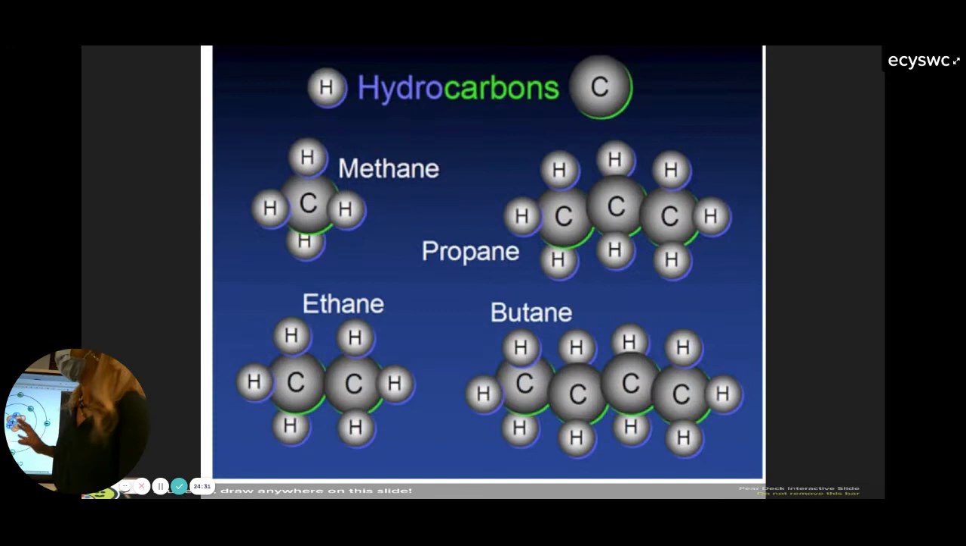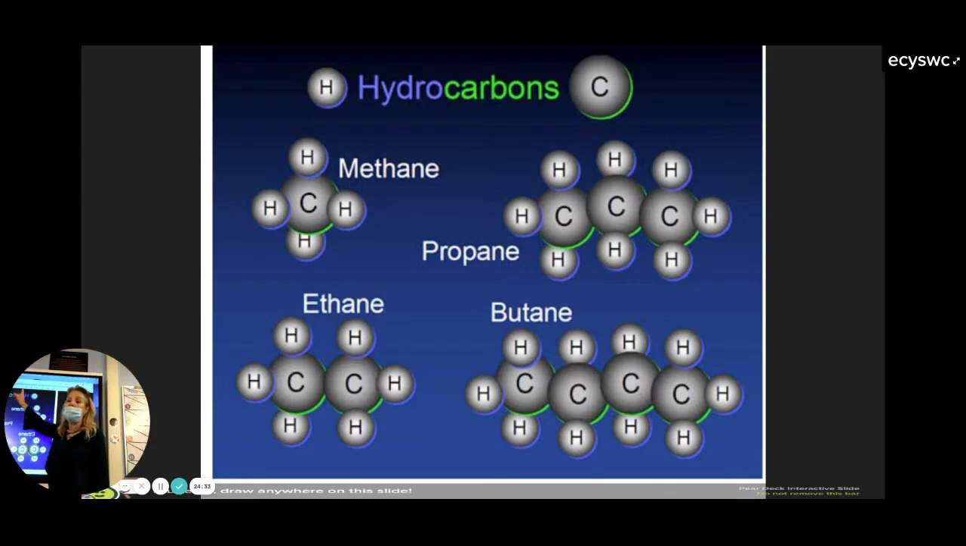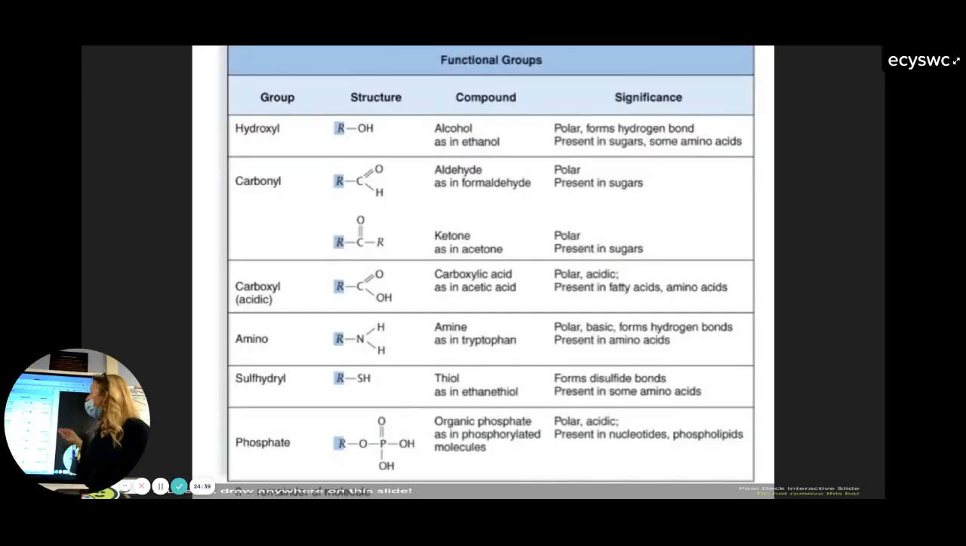When you have a bunch of carbons and hydrogens together, they are called what? Hydrocarbons. On top of those hydrocarbons, you can attach important functional groups, like a hydroxyl group, an OH, or a carboxyl group, C double bond OH. Where have we seen that? Amino acid. And look, here's an amino group. We can attach that onto a hydrocarbon. That's how we build all the different important organic molecules in our body.